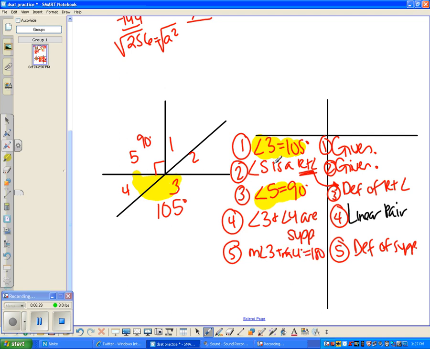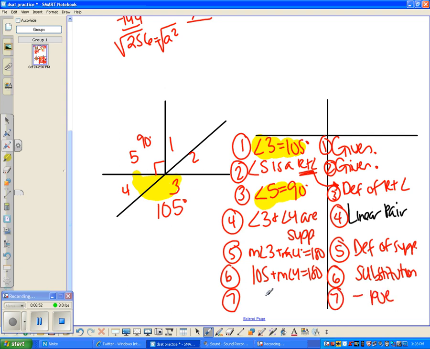Sweet. Now I can use substitution, and I could substitute out angle 3, and then use subtraction. Oh, sorry, I'm getting ahead of myself. Substitution, that's step 6. And then I can subtract 105 from both sides. That's called subtraction property. And then I can find my answer. Measure of angle 4 now equals, what, 85 degrees? No, just kidding, 75 degrees, because 180 minus 105 is 75 degrees.